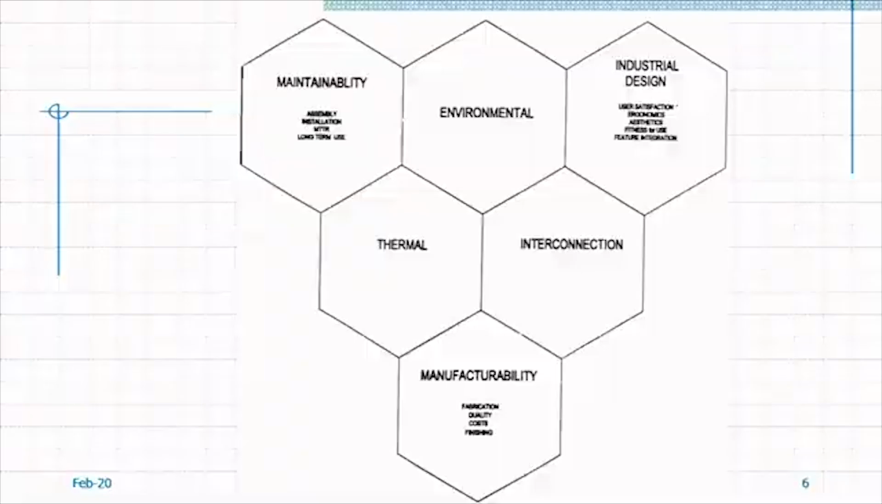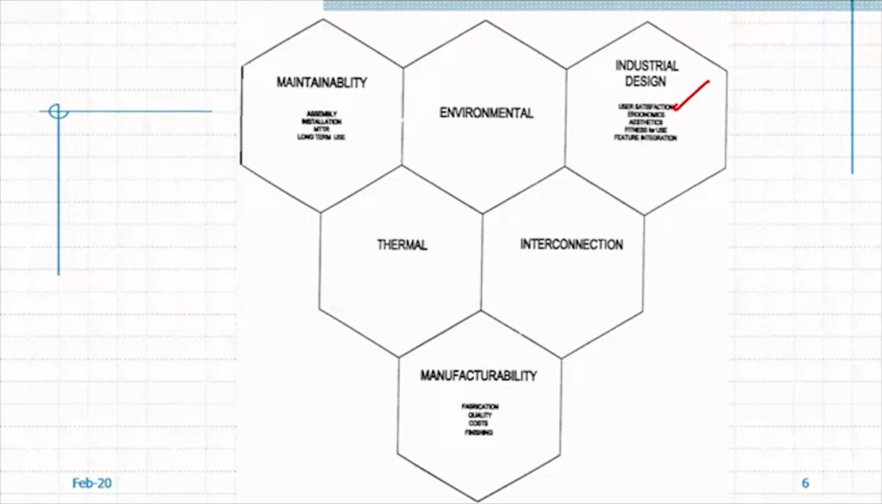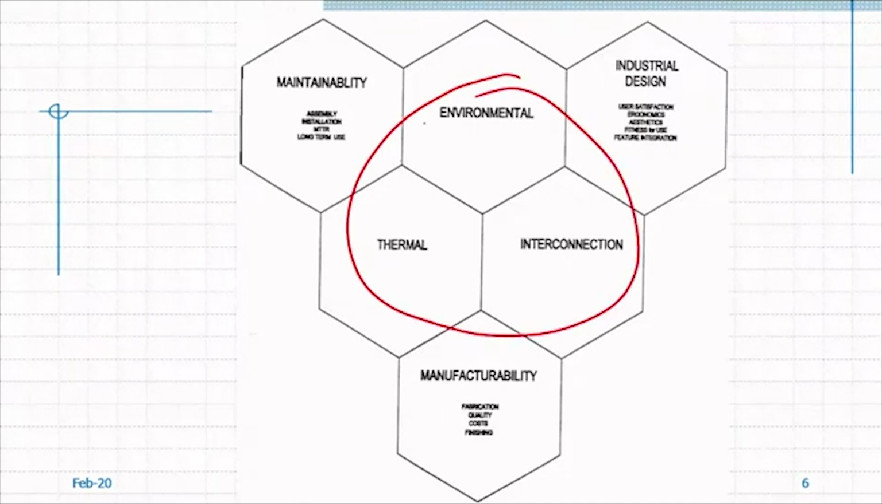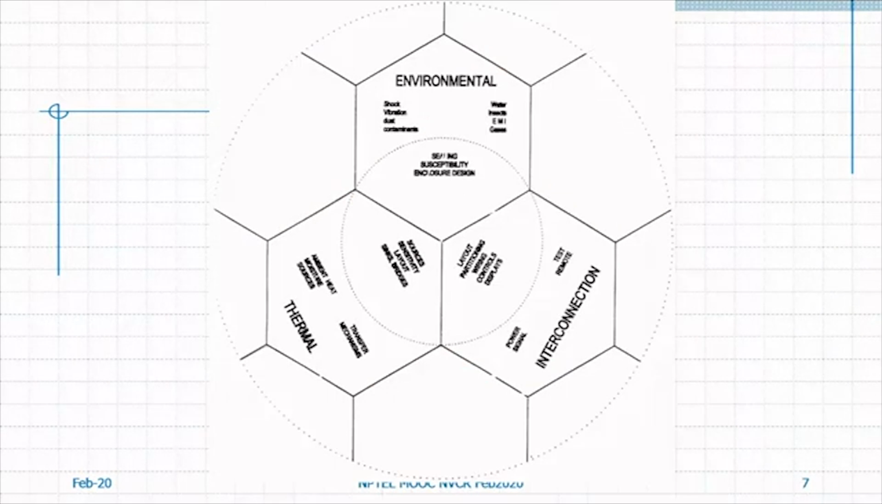Most important is user satisfaction. User satisfaction involves ergonomics, aesthetics, and how well it is used, how well it can be used. Now, this is where we slowly come into what we can contribute. The next picture shows you the environmental effects, then the interconnection effects, and next the thermal effects. The moment you talk about any small prototype, you end up with these things. You have seen that, no?